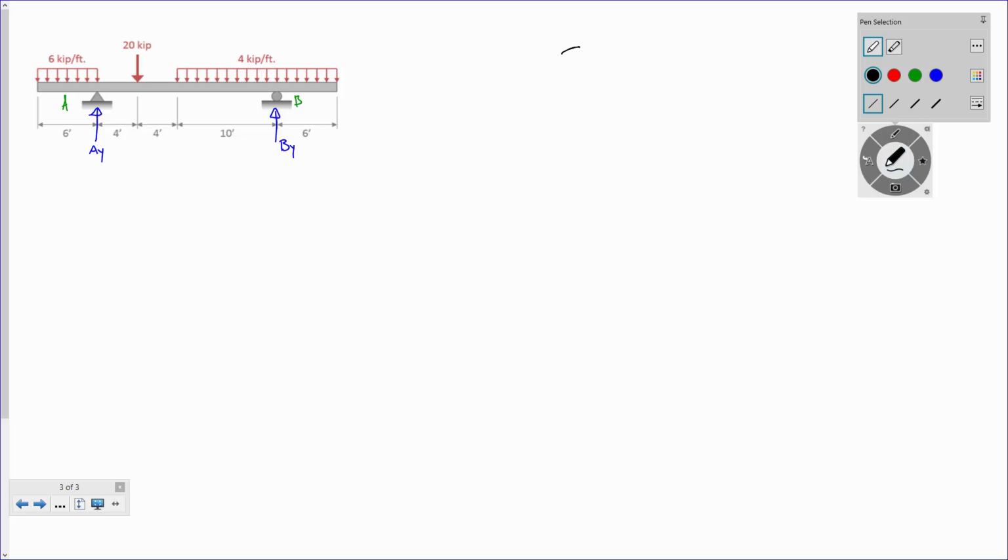All right, so sum moments at A equals 0. Now, before we start doing this problem, I've got these distributed loads. I want to go ahead and handle them right now. What do I mean by handle them?